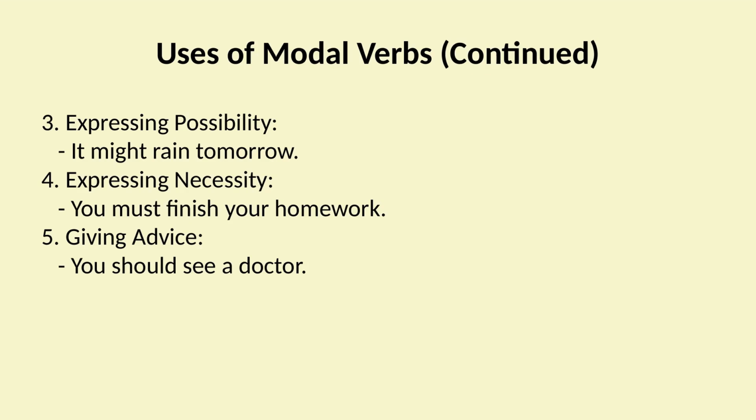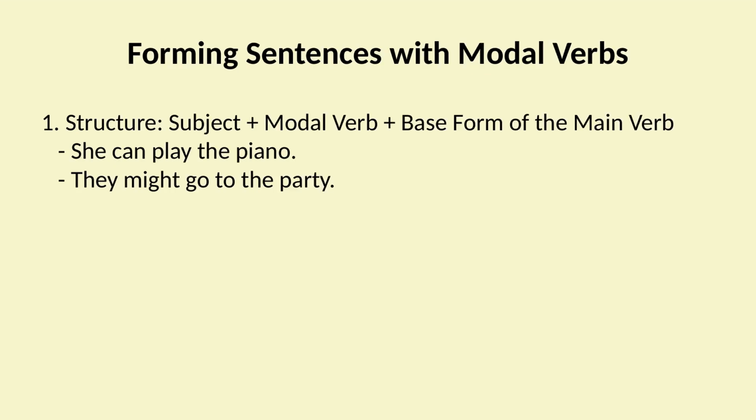Should shows advice. To form sentences with modal verbs, use the following structure. 1. Structure: subject, modal verb, base form of the main verb. She can play the piano. Here, can is the modal verb and play is the base form of the main verb. They might go to the party. Here, might is the modal verb and go is the base form of the main verb.